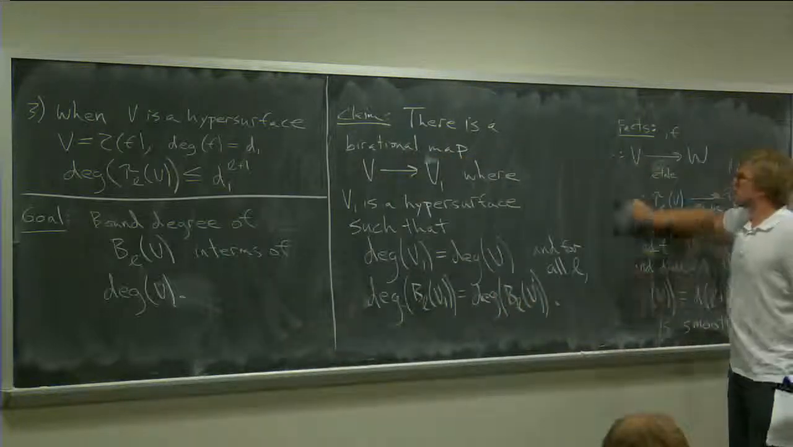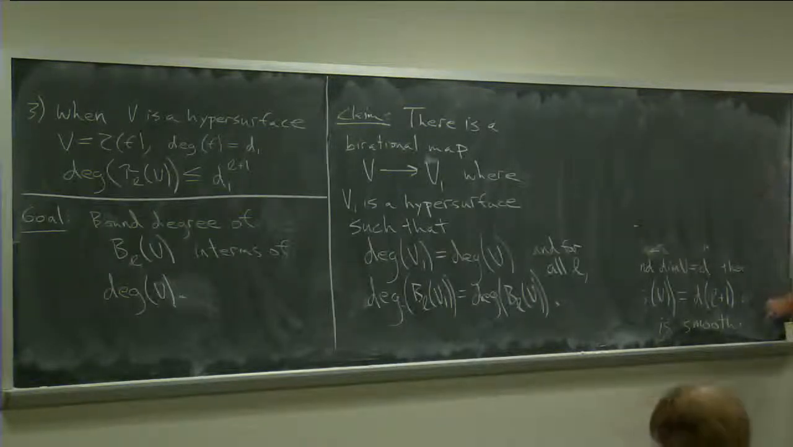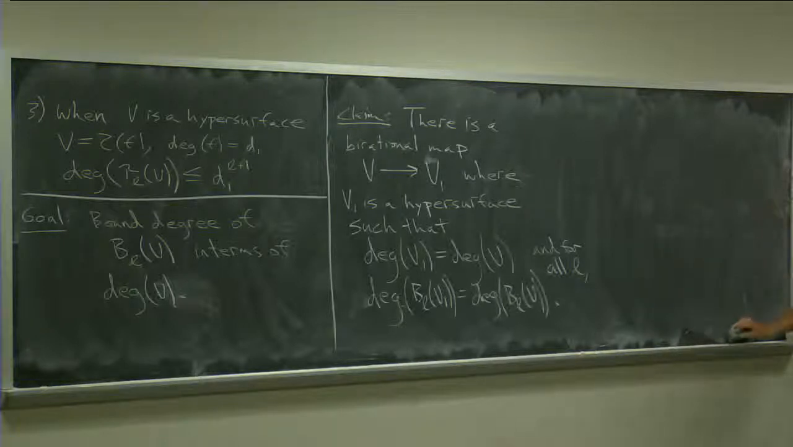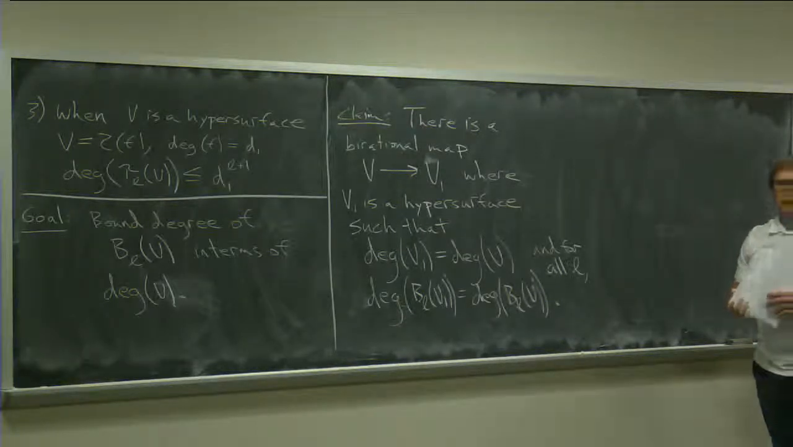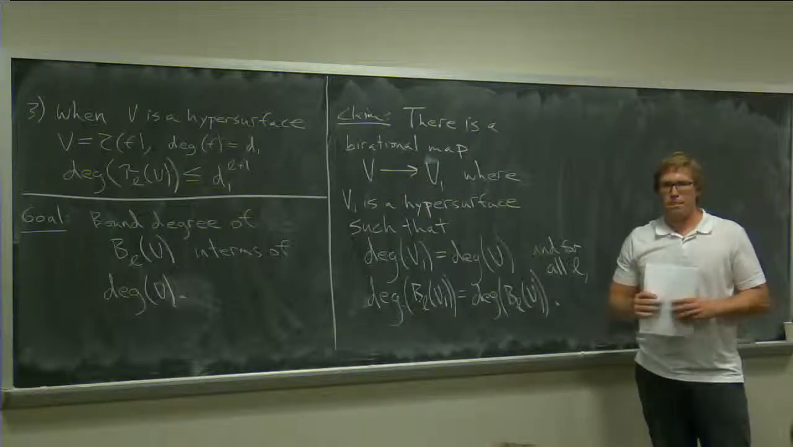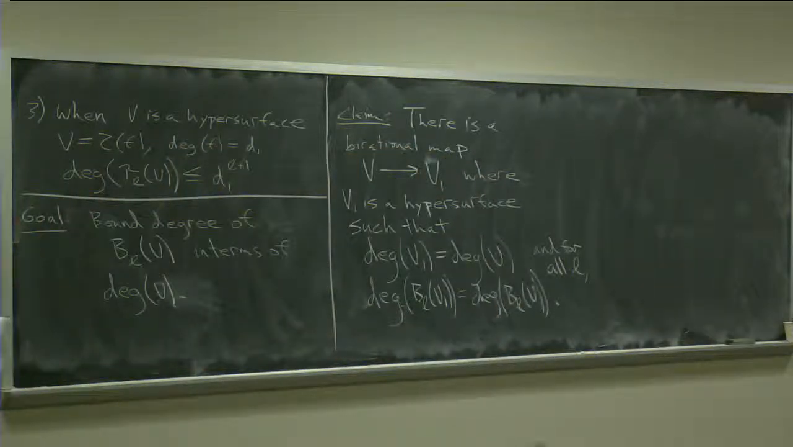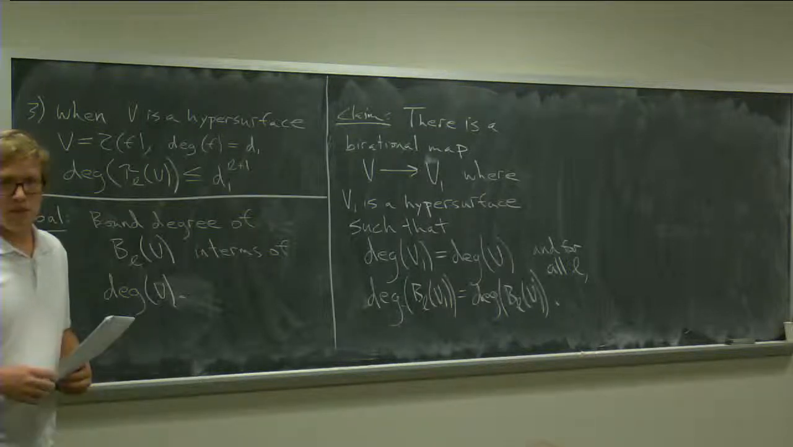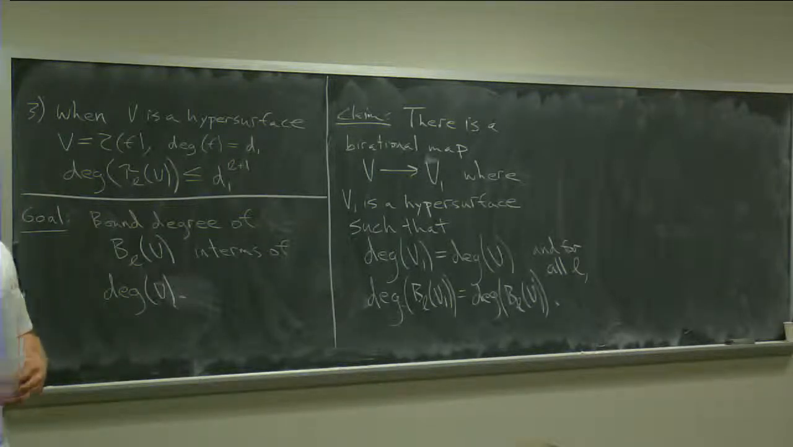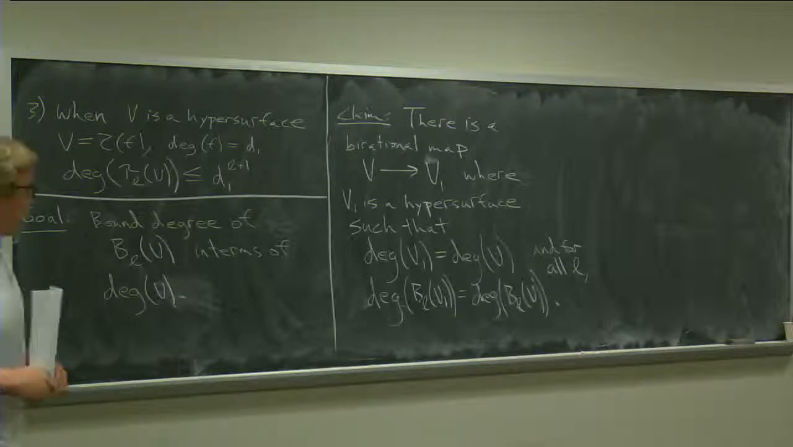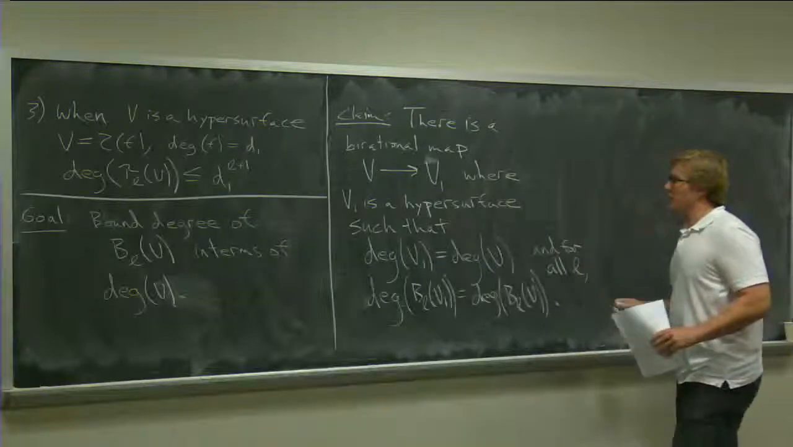Could you check the claim again? Is this what you had in mind? So you may assume V is a hypersurface; it suffices to treat the hypersurface. V is an arbitrary irreducible variety. By birational you mean they have the same function field, yes.